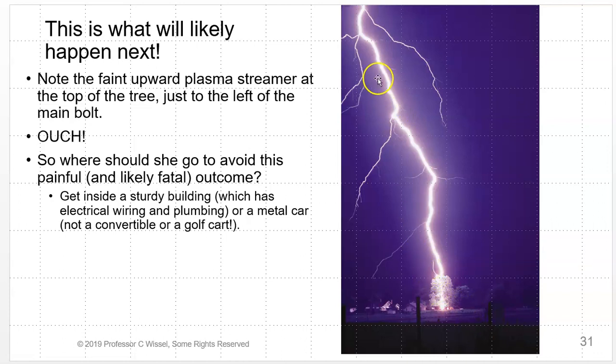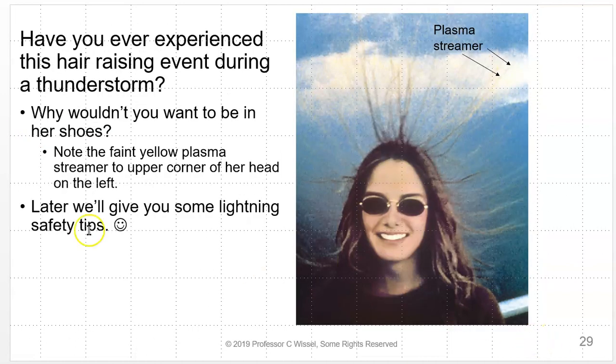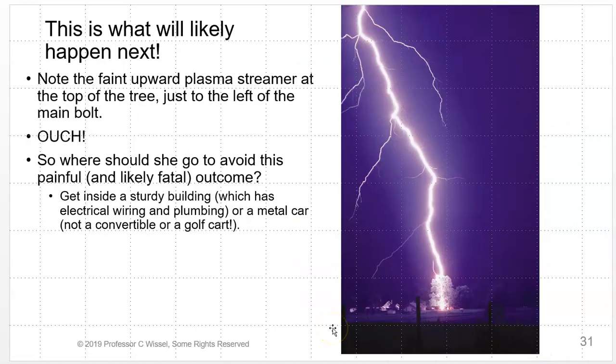toward the cloud. Now, where should this person go to avoid this? The tree obviously can't move. You don't want this. Get inside a sturdy building, which has electrical wiring and plumbing. Or a metal car, not a convertible or a golf cart.